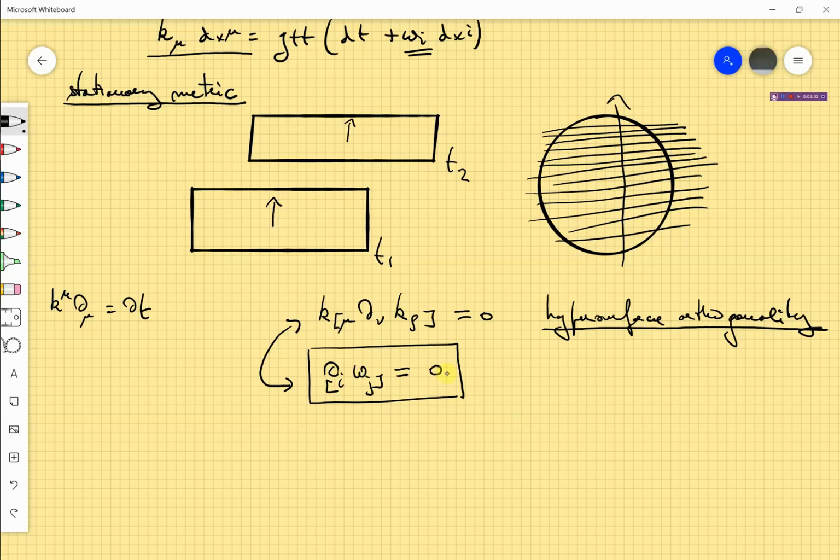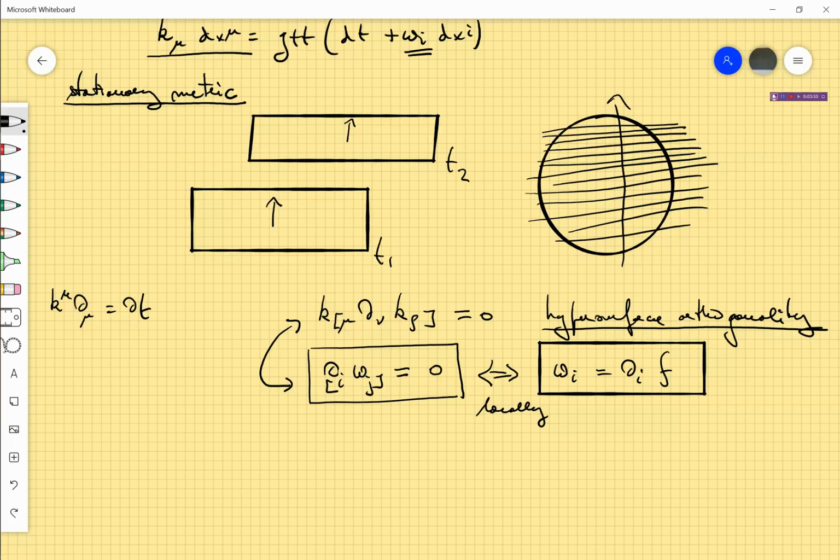Well, this means that locally omega i is the derivative of some function. You can see that this indeed implies this. You get another derivative antisymmetrized, and since the derivatives commute, you get a 0. Okay, but this is only true locally.